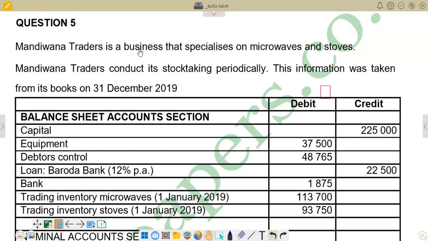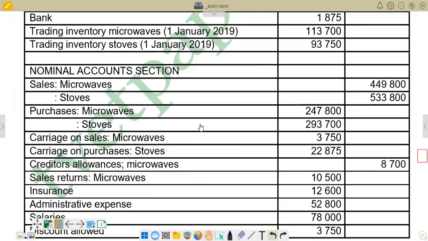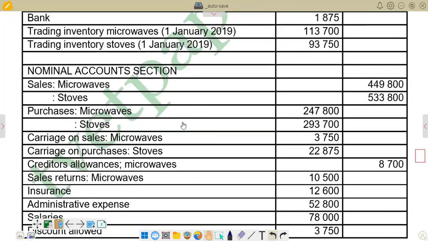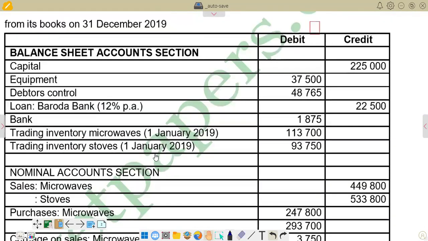The question reads: Mandwana Traders is a business that specializes in microwaves and stoves. Mandwana Traders conducts its stock taking periodically. This information was taken from its books on 31 December 2019. And then we are given a balance sheet account section in terms of the trial balance. So if you go down, you see that this is the information that we are given in this trial balance. We can go to the next page to see what we have.